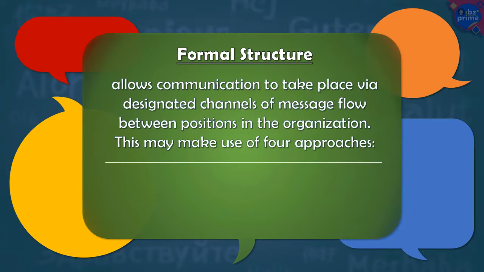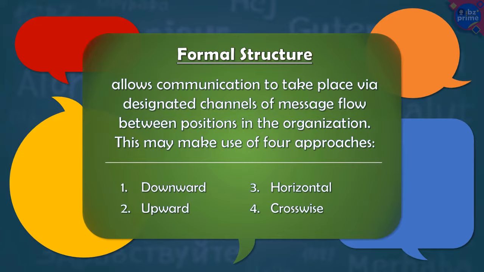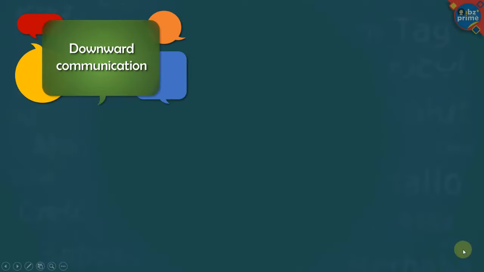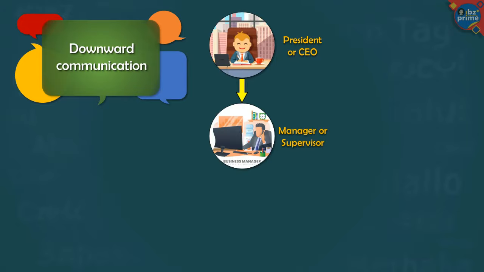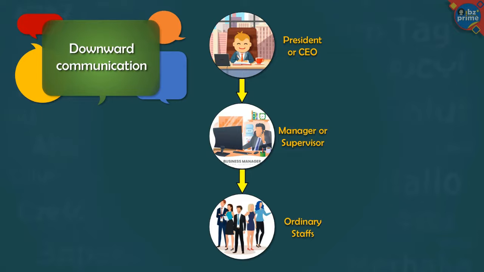Formal structure allows communication to take place via designated channels of message flow between positions in the organization. This may make use of four approaches: downward communication, upward communication, horizontal communication, and crosswise communication. As the term implies, downward communication is the type that flows from upper to lower positions. That is, president to a manager or supervisor, or a manager to an ordinary staff.